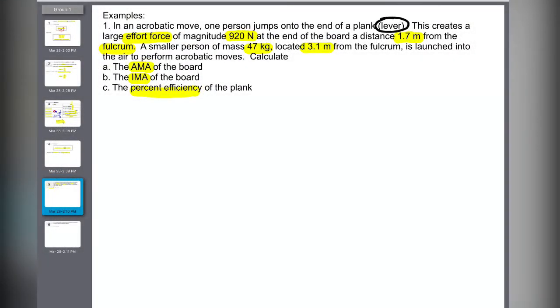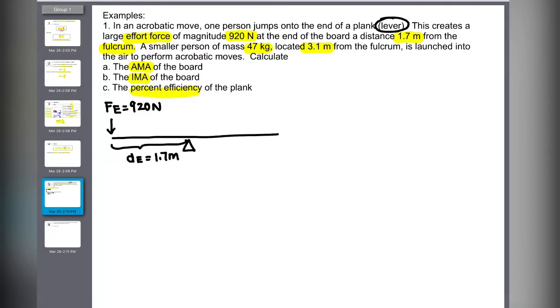So taking a look at it, it's a lever. I know that every time there is a lever, there is a fulcrum, so I'm just going to draw a fulcrum there. It tells you that you have an effort force of 920, so I'm just going to go downwards and say this is the effort force, FE, 920. It does help if you draw a picture. Okay, at the end of the board, 1.7 meters from the fulcrum. So the distance from the effort, DE, to the fulcrum is 1.7 meters.